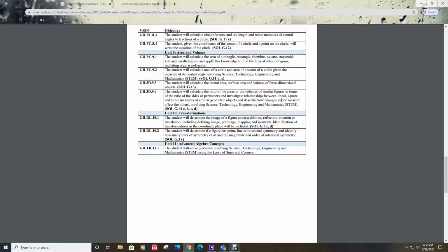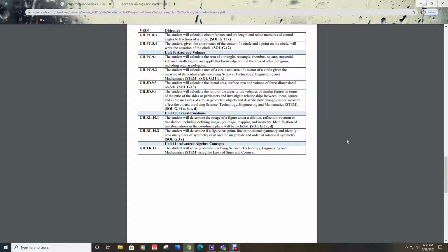And that's kind of, again, like I said, about fractions, where it says that the student will calculate the ratio of the areas or volumes of similar figures. And it's almost like saying, you know, 1/2 is similar to 2/4. Kind of in that area, and we'll talk about it more again, like I said.